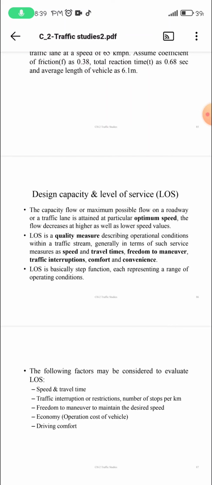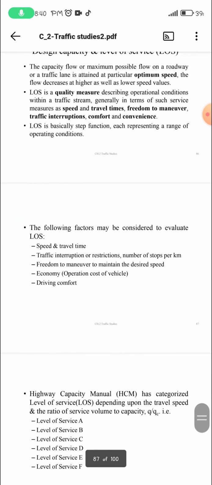LOS is a quality measure describing the operational condition within a traffic stream, generally in terms of service measures such as speed and travel times, freedom to maneuver, traffic interruptions, comfort and convenience. LOS is basically a step function, each level representing a range of operating conditions. The following factors may be considered to evaluate LOS: speed and travel time, traffic interruption or restriction, number of stops per kilometer, freedom to maneuver to maintain the desired speed, economy, operation cost of vehicle, driving comfort.